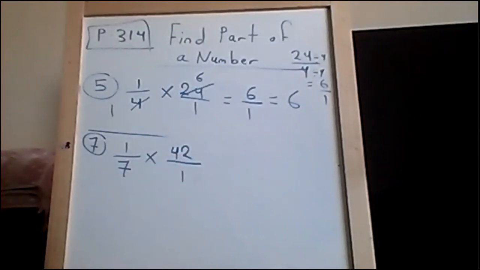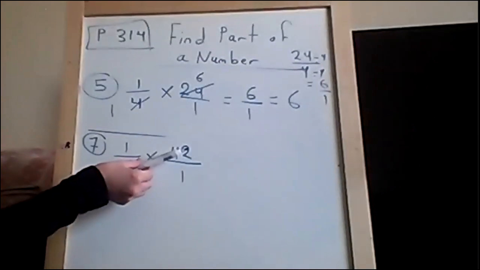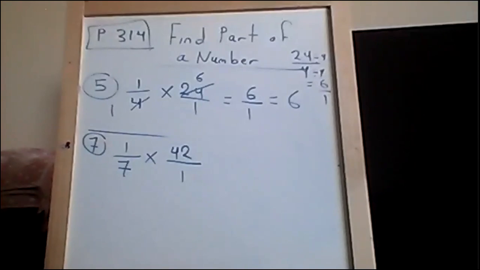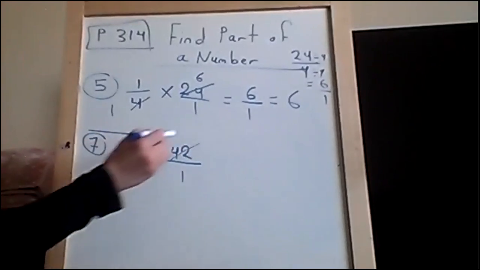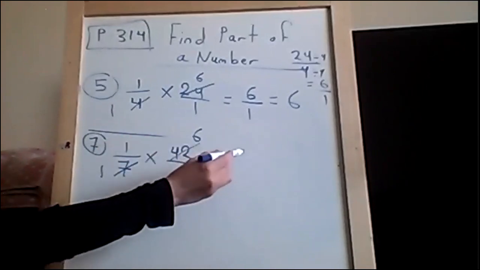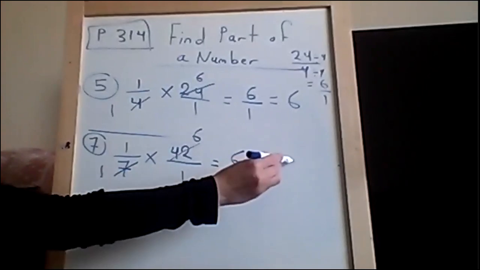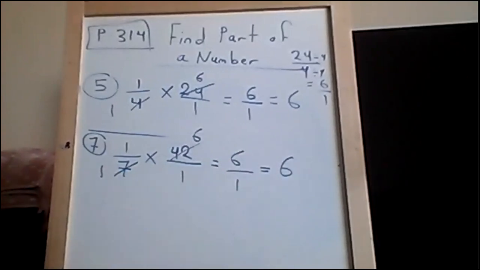Now, ask yourself, can I make simplest form here between the 42 with 7? Yes. Divided by 7, the answer will be 1. Divided by 7, the answer will be 6. Then you have to multiply. 1 times 6, 6. 1 multiplied by 1, 1. So the final answer, 6.